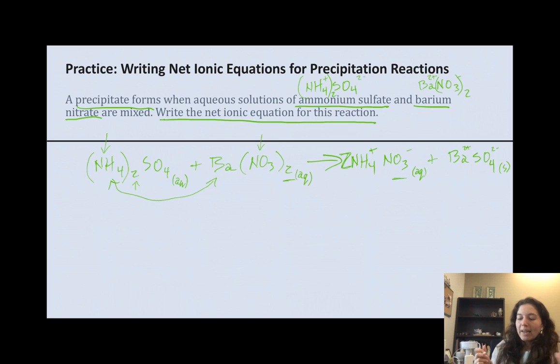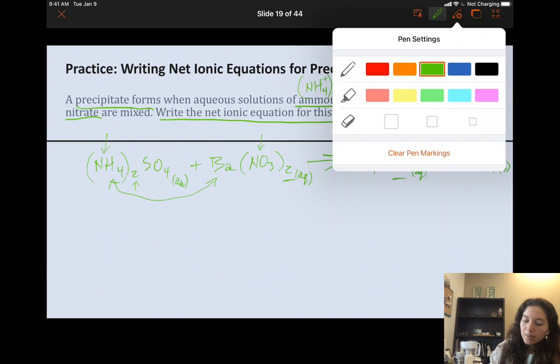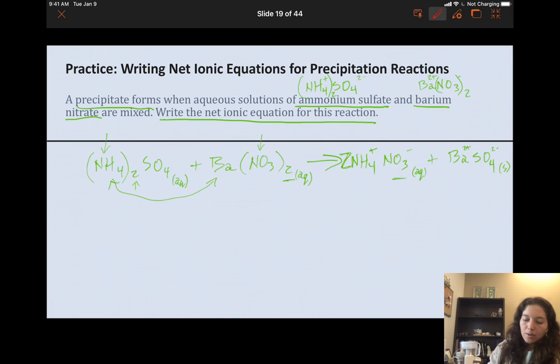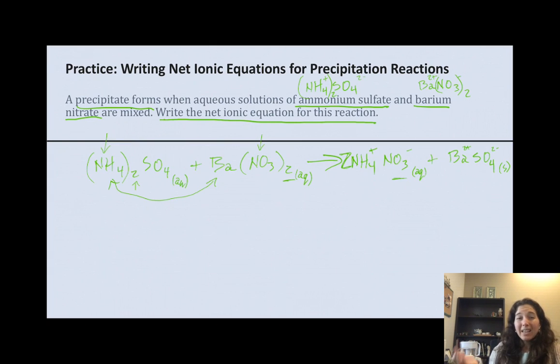So if we write out our net ionic equation, split everything into ions, you're going to see a couple of things cancel out. So if it's aqueous on one side, it's aqueous on the other, it's in the same form, then it can cancel out. So this cancels because they're both aqueous. Then we see that our nitrate also cancels because it is aqueous in both forms. Our barium and sulfate cannot because they are solids here.